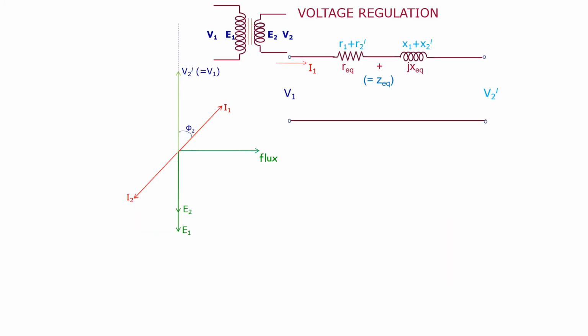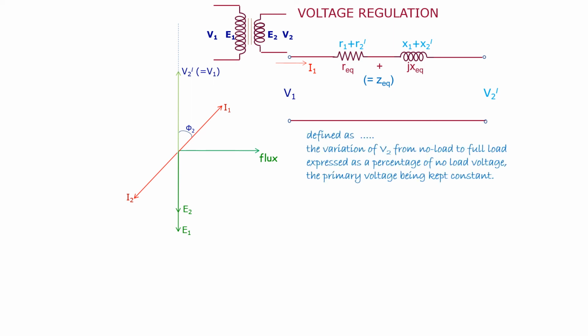We will derive an expression for the voltage regulation of a transformer. You are seeing the equivalent circuit with secondary on open circuit and the no load current I0 neglected. In the phasor diagram, V2 dash is written equal to V1 because when secondary is open circuited, the current would be 0. So there is no drop in the resistance and reactance. So V2 dash will be equal to V1.